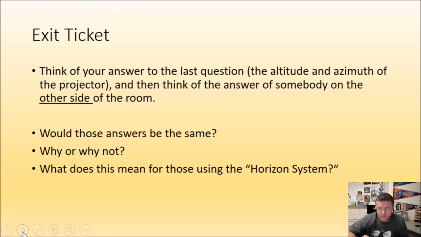Your exit ticket. I want you to take what I just mentioned a slide or two ago, and think about looking at that object on your ceiling, and then think about how that changed when you moved locations. Answer these 3 exit ticket questions. Would those coordinates be the same when you were in different locations? Why? Why not? And what does that mean for somebody who wants to use the horizon system as a means of telling somebody where to look up in the sky? That's your exit ticket. We're done.